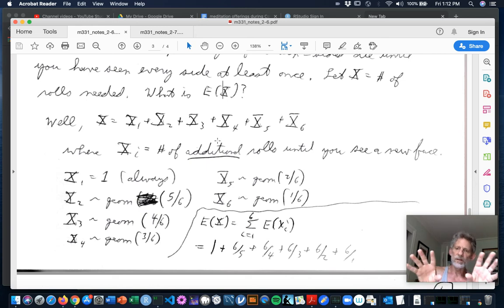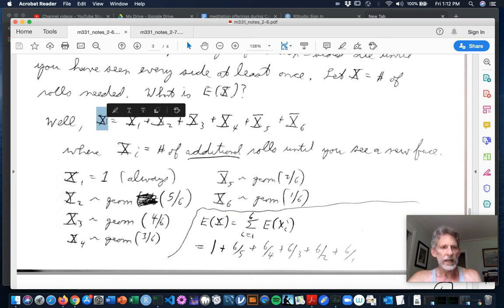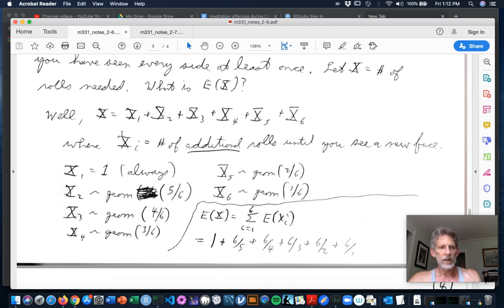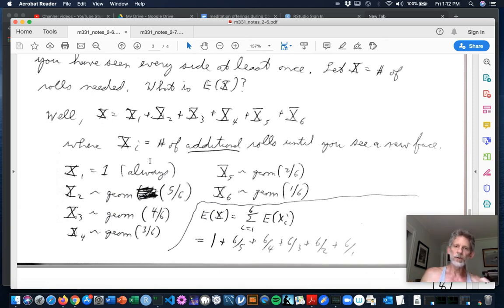So again, the book is kind of slipping in dealing with multiple random variables at once without really telling you that it's not equipped to do so. That's okay. Let's follow up on this. The suggestion is to write X as the sum of 6 random variables, where Xi, for i goes from 1 to 6, is the number of additional rolls you need until you see a new face. So like X1 is how many rolls you got to take until you see a new face when you haven't even started yet.